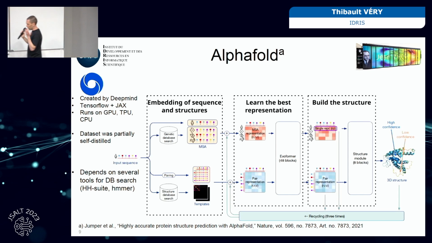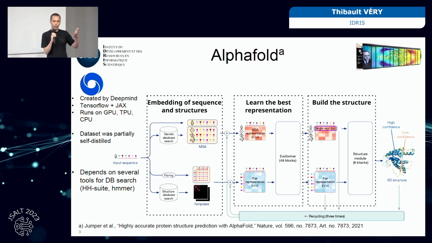So AlphaFold was created by DeepMind. It uses TensorFlow and JAX. You can run it on CPU, TPUs, and GPUs with no problem. And it depends on several tools for getting the multiple sequence alignment, because that's one of the key information ingredients that we need.